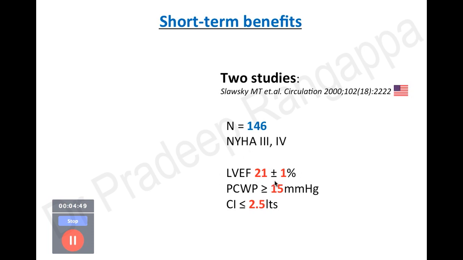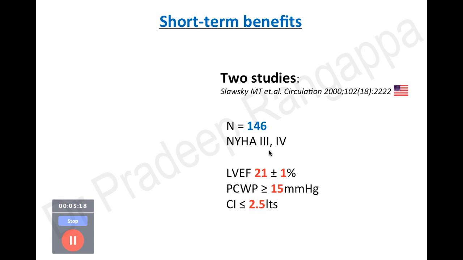So with an LV ejection fraction of 21 plus or minus 1, in any heart failure there are two or three things which get them to decompensate and manifest. One is obviously a low systolic function, and there is a high filling pressure. So you have high pulmonary wedge pressures, and then you have a low cardiac output. This is a typical conundrum which tends to decompensate any heart failure.